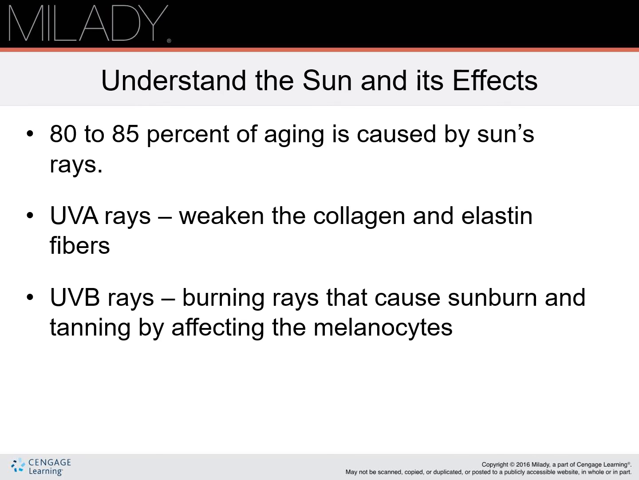So let's talk about the sun and its effects. The sun's ultraviolet rays have the greatest impact on how our skin ages. This is mind-blowing to me. Approximately 80 to 85% of the symptoms of aging skin are caused by the accumulation of damaging rays from the sun. As we age, the collagen and elastin fibers of the skin naturally weaken, and this weakening happens at a much faster rate when the skin is frequently exposed to UV light without proper protection.